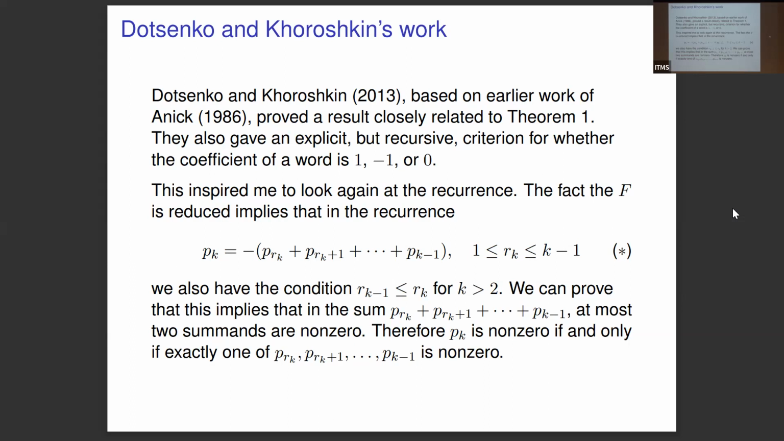And what this says, of course, is that if none of the summands are 0, then the sum is 0. And if 2 of the summands are 0, they have to have opposite signs. So this sum is 0, so the next term is 0 also. And that means that P sub K is non-zero if and only if exactly one of these is non-zero. And so this gives you a more explicit way of describing when you have a non-zero coefficient.